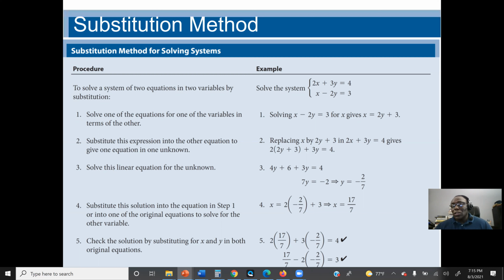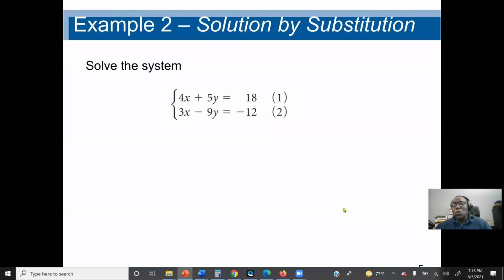Now we can check if our answer is correct. We are going to substitute the values of x and y in both equations. If we substitute x and y in the first equation, we should get 4 equal to 4. If we substitute the x and y answers in the second equation, we should get 3 equal to 3. And that's what we do here. 2 times 17 by 7 plus 3 times negative 2 by 7 will give us 4. Then 17 by 7 minus 2 times minus 2 by 7 will give us 3. So those are the steps. Now let's try one more example.